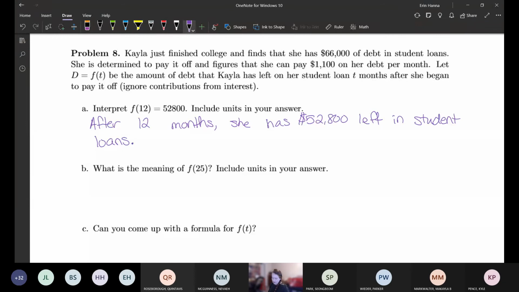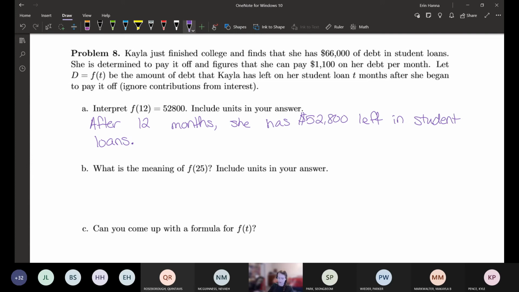Now, part B essentially asks the same thing, but it doesn't actually give us the dollar amount. And that's perfectly fine. That kind of thing is going to pop up every once in a while, where it wants you to interpret something without giving the other value. You just have to not panic about not having the other value. We don't know how much she owes at that point, but if the t value is 25, that's after 25 months.